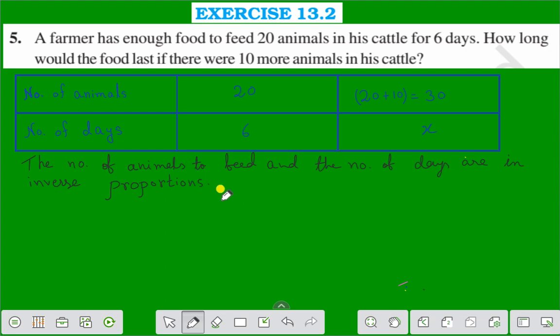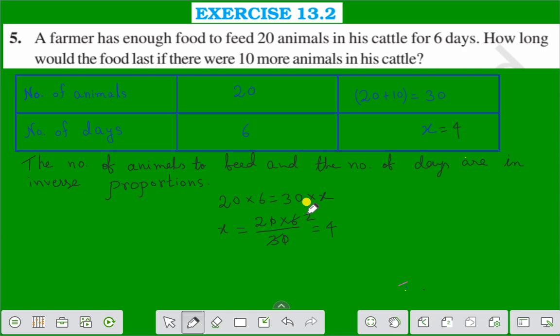Therefore, you can write 20 into 6 is equal to 30 into x, or x can be written as 20 into 6 divided by 30. This 0 will cancel. 3 and 3, 3 to just 6. This 2 to just 4. That means it will be 4 days. x is equal to 4.